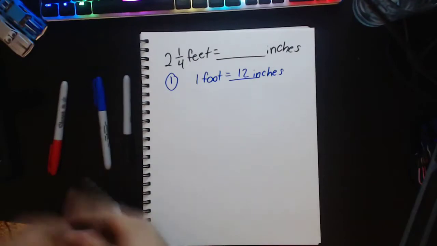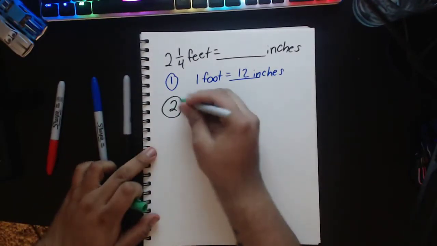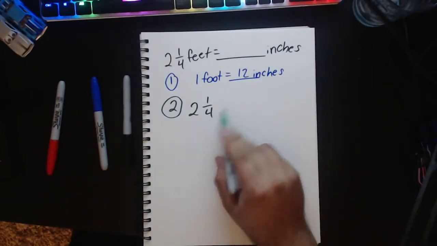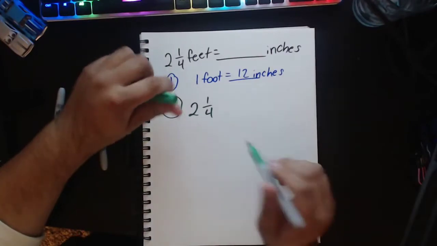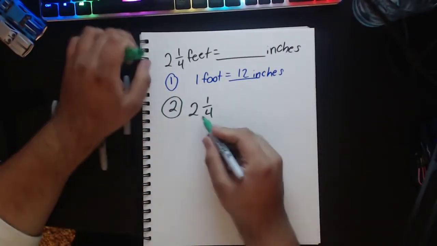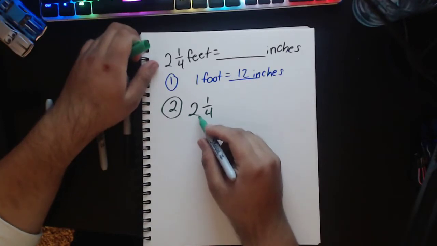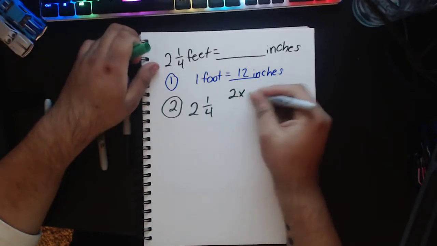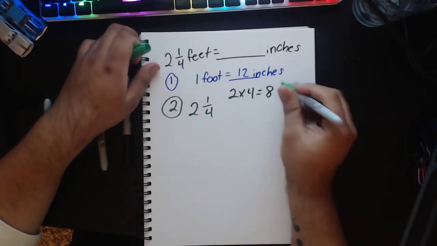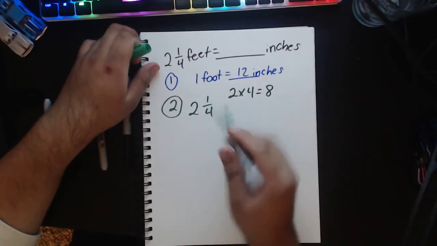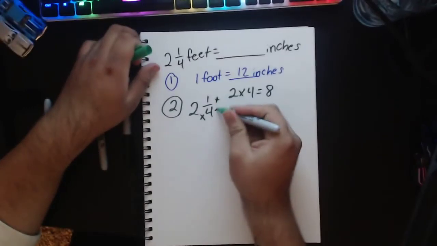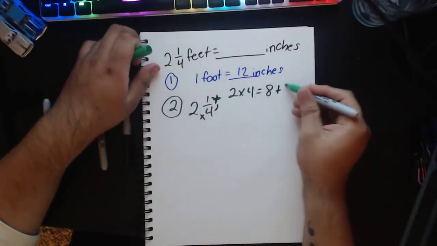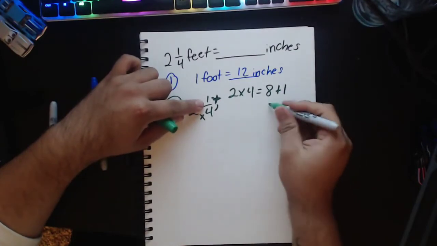Now, my next step is to look at my number. We have 2 1/4. Now, I know I'm going to end up multiplying that by 12. So there's a couple ways I could do this. I'll show you one way. Let's make the improper fraction. To do that, I'm going to break these apart. 2 times 4, which is going to give me 8, plus 1. So we multiply this one, and then we add right there. So 8 plus the 1, my numerator, will give me 9.